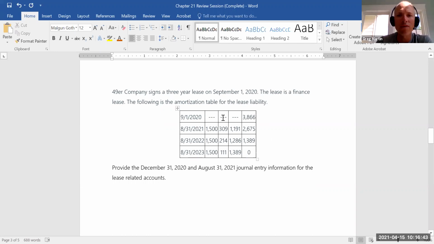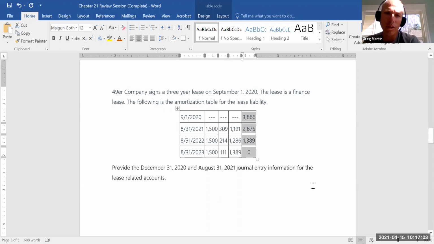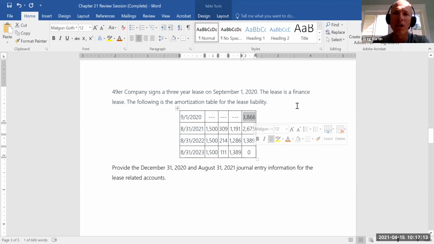I'll give you a table without labels, similar to what you see here. You have the date, and the second column is the payments. The third column is the interest expense. The fourth column is the amortization of the lease liability. And the final column is the carrying value of the lease liability. What's really important is that in an amortization table like this, the initial amount is the present value of the minimum lease payments. The last amount is the residual value of the lease.